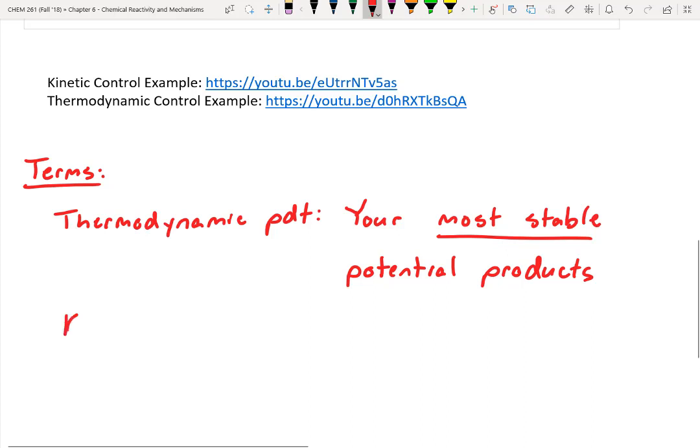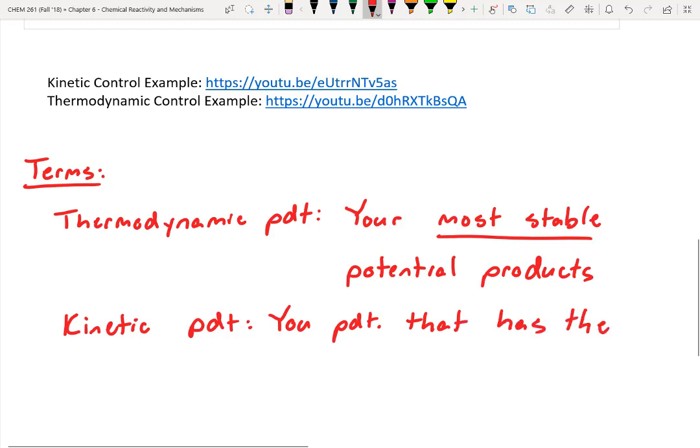The other one is your kinetic product. And this is your product that has the lowest activation energy. All right, so if we apply a lot of heat, we tend to favor our thermodynamic product, and if we regulate the heat, we can often trap our kinetic product.